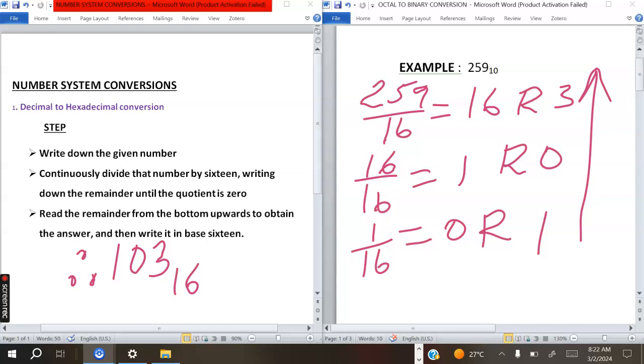Hope you have managed to follow up to that point. So step number one, you write down the number, then you continuously divide the number by 16 until the quotient is 0. Then you obtain the answer from the bottom upward. The answer should be base 16 because hexadecimal has 16 digits. Okay, having done that, let's move to our next example.